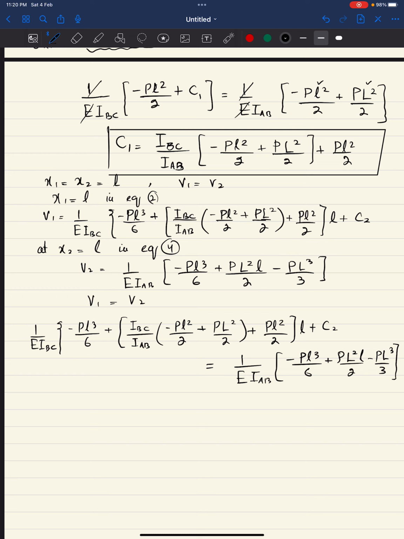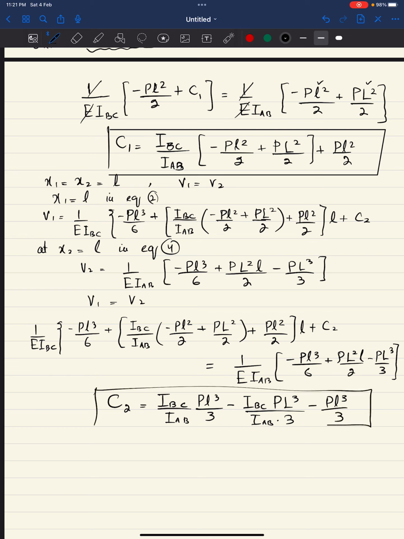Okay, so when you solve this, you will get C2 will be equal to IBC. You can do it by yourself. This is very easy. IAB into PL cube over 3. Some of the terms will cancel each other. IBC into PL cube over IAB into 3 minus PL cube over 3. So this is the value of C2.